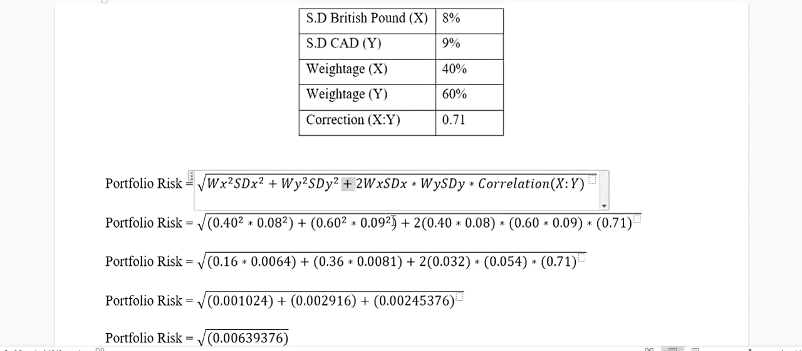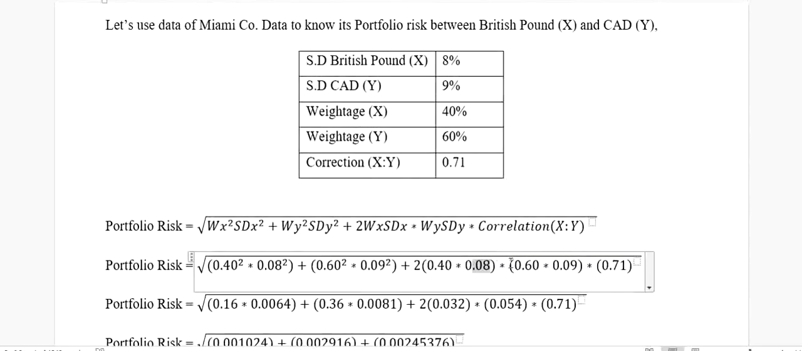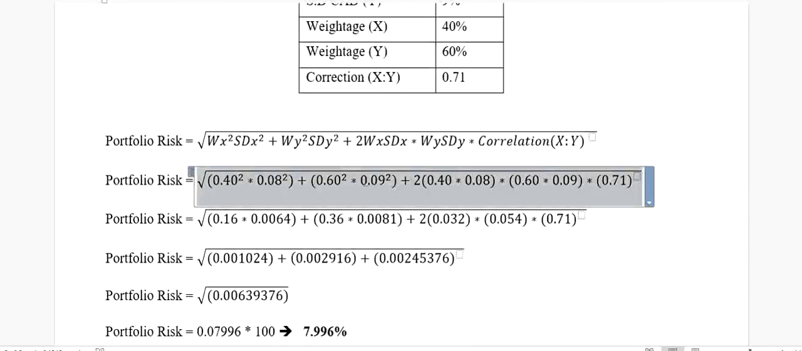Then we have plus, so plus here as well, and then 2 multiplied by WX and standard deviation X. So 2 multiplied by the weightage of the currency X, 40%, multiplied by the standard deviation of currency X, 8%. Likewise, we have the weightage of currency Y, Canadian dollar, 60%, and the standard deviation of currency Y, 9%. Multiply by the correlation between these two currencies, which is 0.71 given to us in the data.